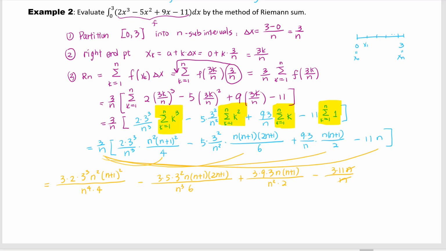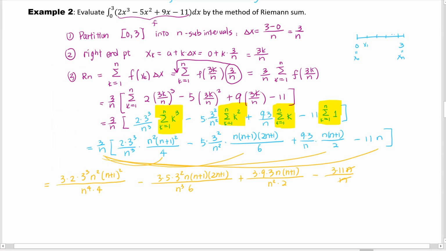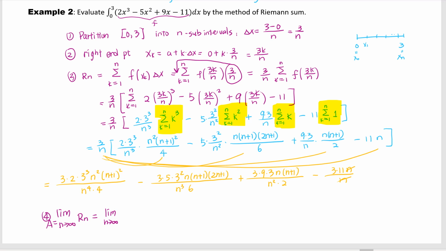Step 4, let n go to infinity. That means you just need to look at the ratio of the leading coefficients. So the area is the limit, n goes to infinity, of the right Riemann sum. That is the first term. What's the dominant term of the first term? Well, I see 3 times 3 cubed, so 3 to the 4th, that is 81. And 2 and 4 cancel, so we have 2 down there. And then you have n to the 4th and n to the 4th there, so actually they can cancel later.